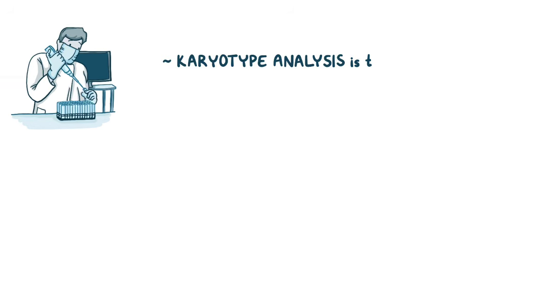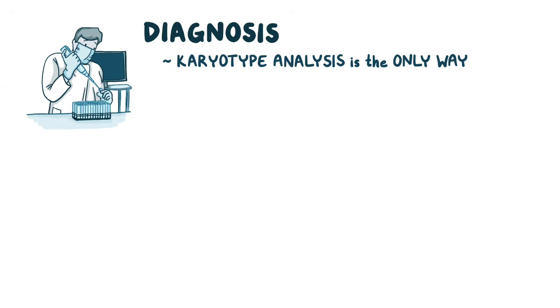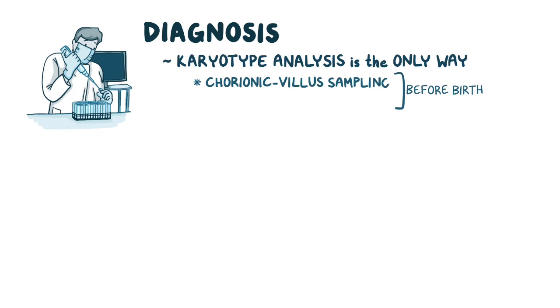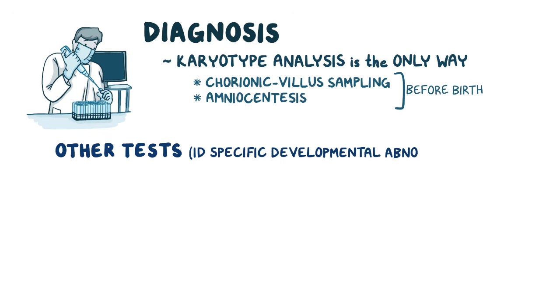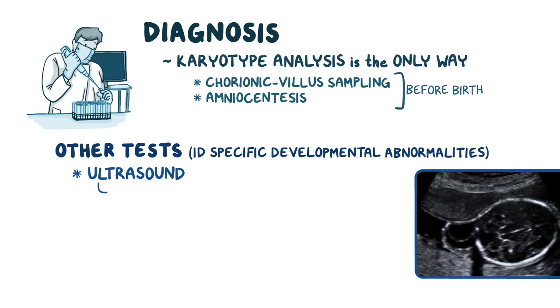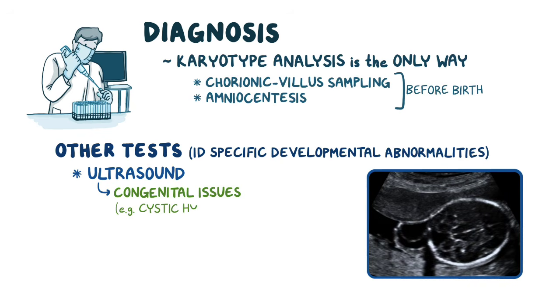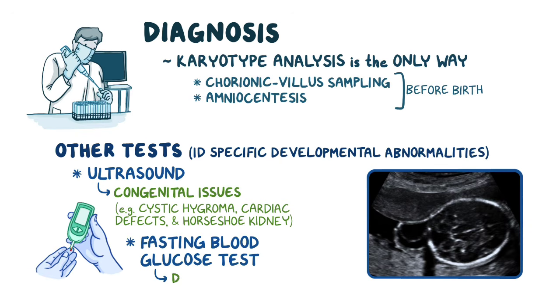Karyotype analysis is the only way to diagnose Turner syndrome. It can be done before birth by chorionic villus sampling or amniocentesis. Other tests can be useful for identifying the specific developmental abnormalities caused by Turner syndrome that may be affecting the person. For example, an ultrasound can show congenital issues like cystic hygroma, cardiac defects, and horseshoe kidney. And a fasting blood glucose test can help detect diabetes.